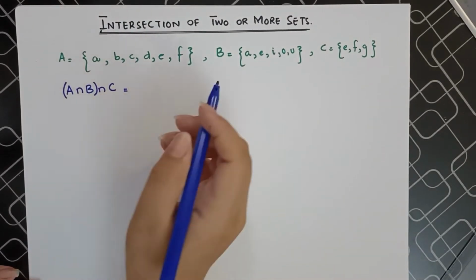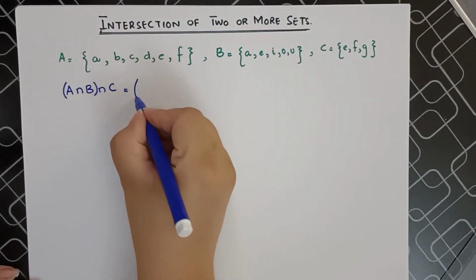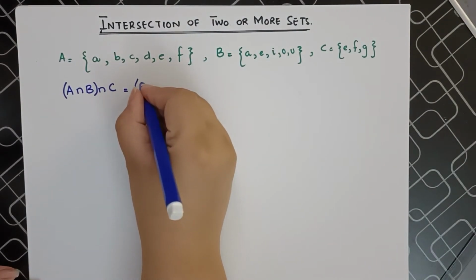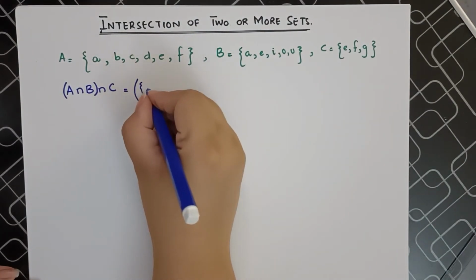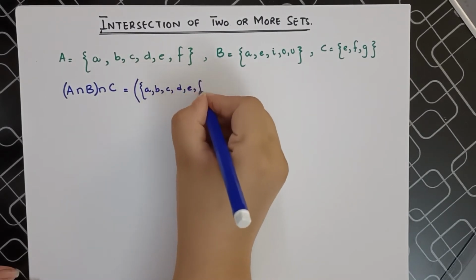Now let's talk about this. So if we have A and B in brackets, so first of all we're going to have these round brackets, and we're going to write the A set here: A, B, C, D, E, and F.